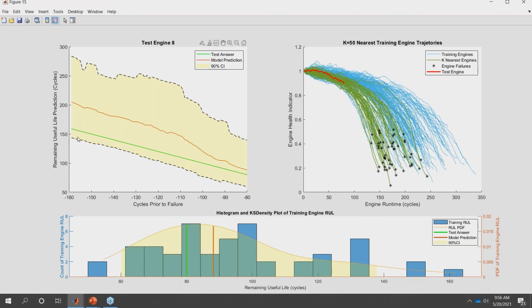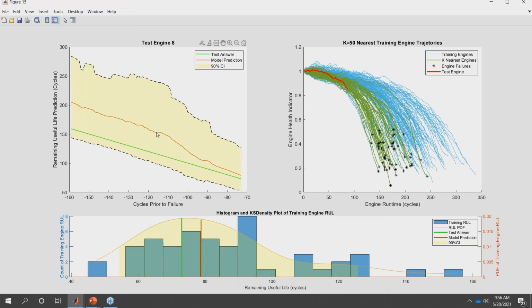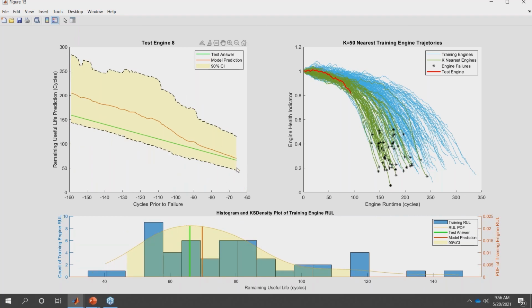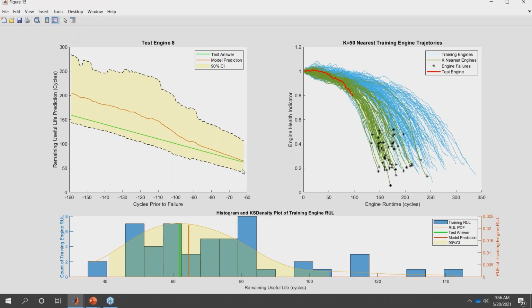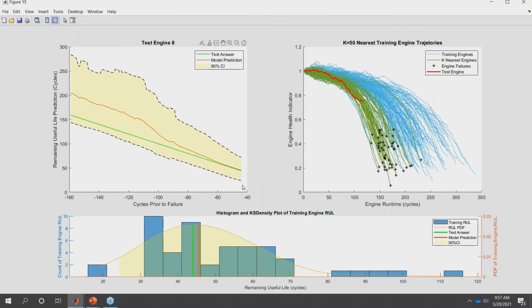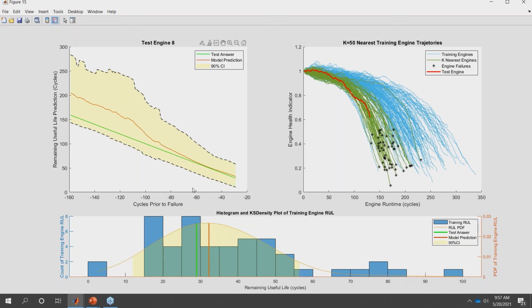Up here, we can see the green line is the actual time to failure. The red is the prediction, and then the bounds are the 90% confidence intervals around it. And we can see here that we end up converging pretty close to the actual value, but the biggest thing here is how long beforehand we were able to make that prediction. So 60 cycles before failure, we had a pretty good estimate for how long we had until failure.